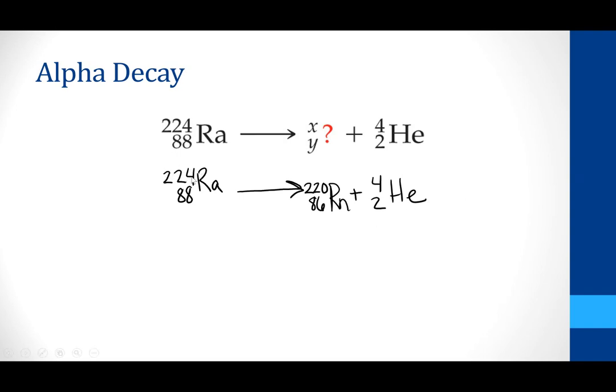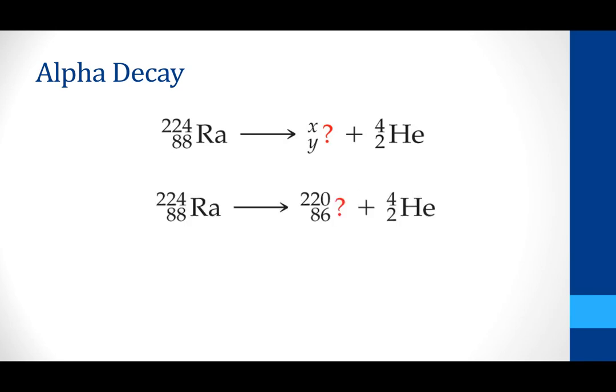Now I just need to double check that everything is balanced. So mass number of 224: 220 plus 4 gives us 224. Number of protons is 88: 86 plus 2 gives me 88. Clicking through this slide, we see the same process.